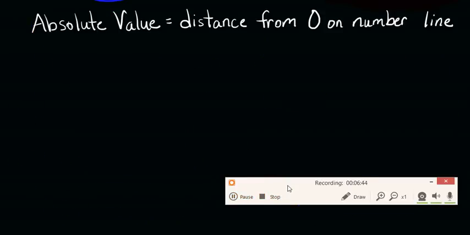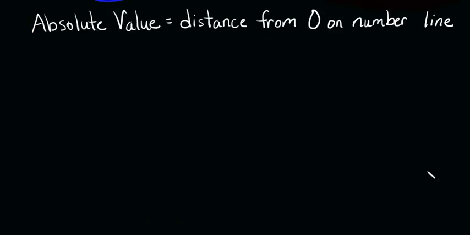Alright, if you take a look on the middle of page 5, it gives you a definition of absolute value. We're going to need to know this in order to add and subtract real numbers. So the absolute value, all that means is the distance it is from 0 on a number line.